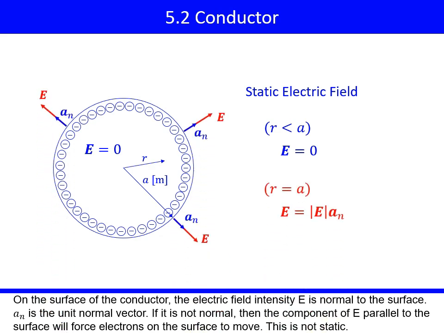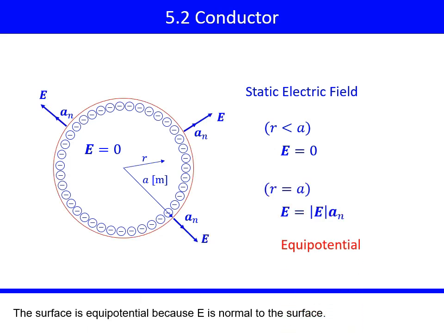On the surface of the conductor, the electric field intensity E is normal to the surface. a_N is the unit normal vector. If it is not normal, then the component of E parallel to the surface will force electrons on the surface to move. This is not static.